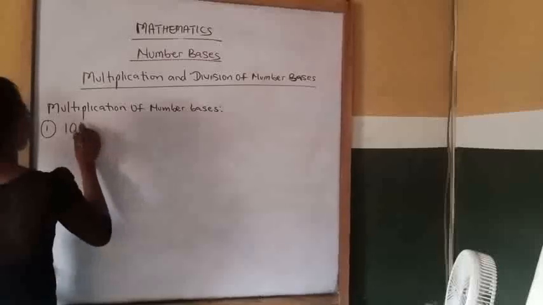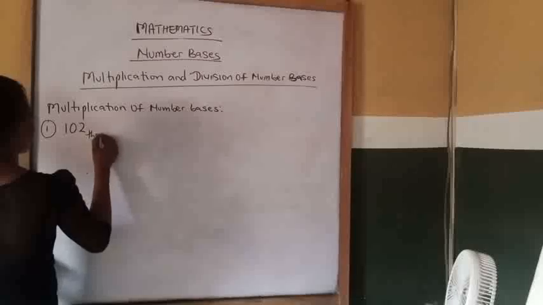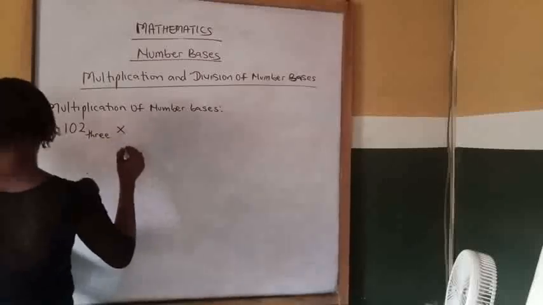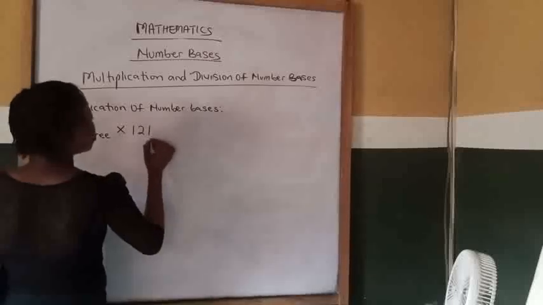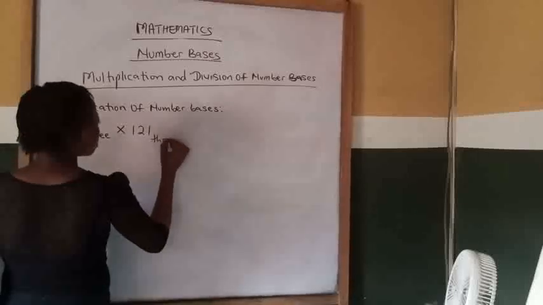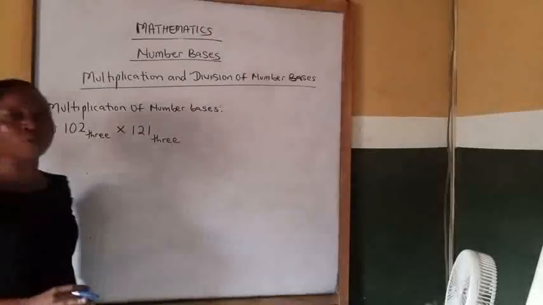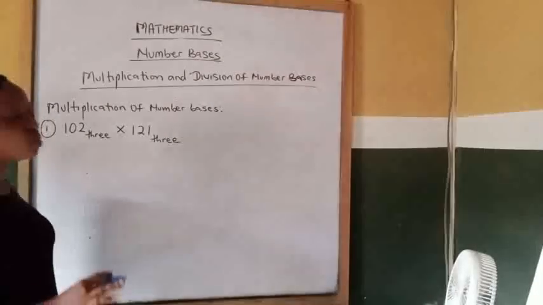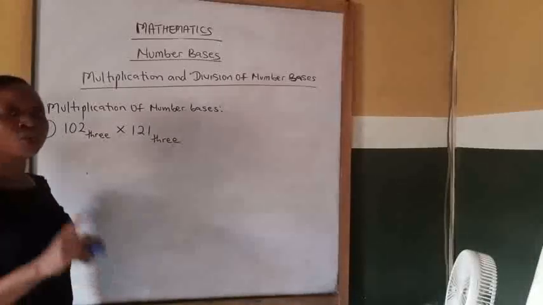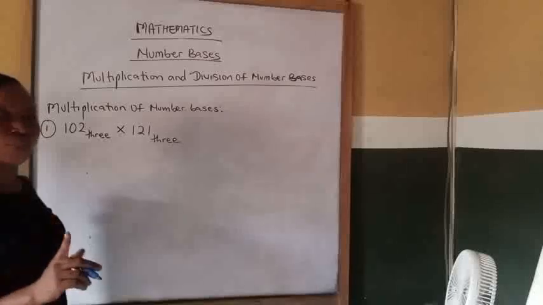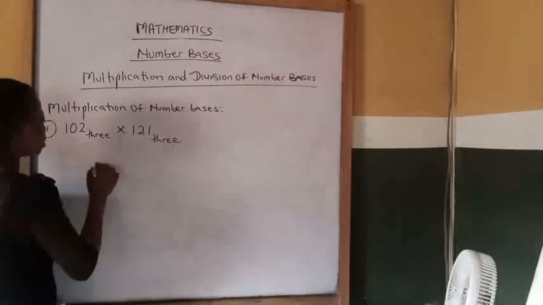102 base 3 times 121 base 3. I want to use the direct multiplication method first. When you are using direct multiplication, don't forget the use of your base. So let's use the direct multiplication method.